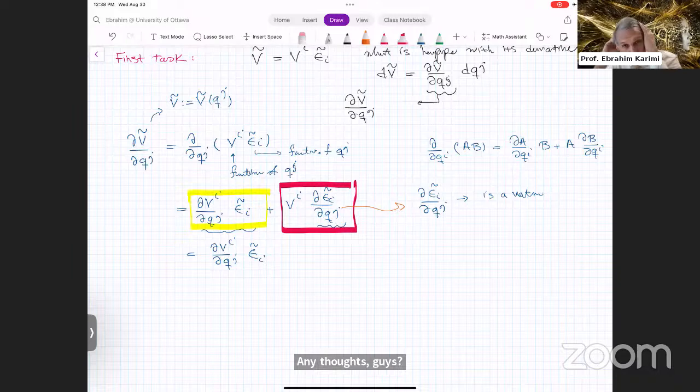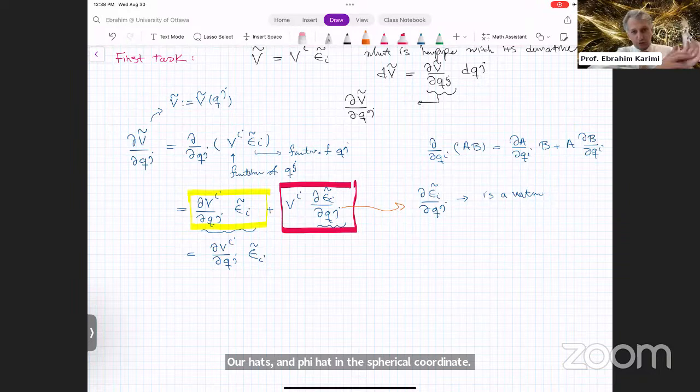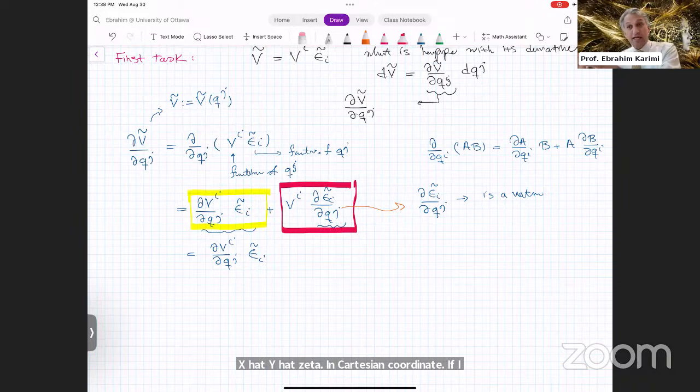Well, Mubin, you are partly right, but I will tell something more, okay? I'm expecting the second term depends on the coordinate system. Well, all of them depend on the coordinate system, but where is it located? Let's say in this way. Do you believe that r hat, theta hat, and phi hat in the spherical coordinate, x hat, y hat, z hat in Cartesian coordinate, or rho hat, phi hat, and z hat in cylindrical coordinate, these are the three different coordinates that we discussed, are complete bases, meaning that any vector can be expanded in terms of them? Do you agree on that or not?